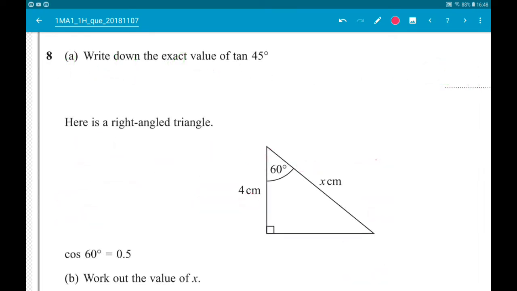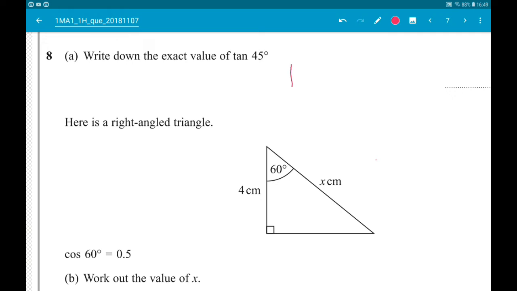Okay, number 8, we have exact trig values, which I have a brand new playlist on, and socket tower, which I also have a playlist on. Both are down below. Part A wants us to write down the exact value of tan 45. So, tan 45 is 1.